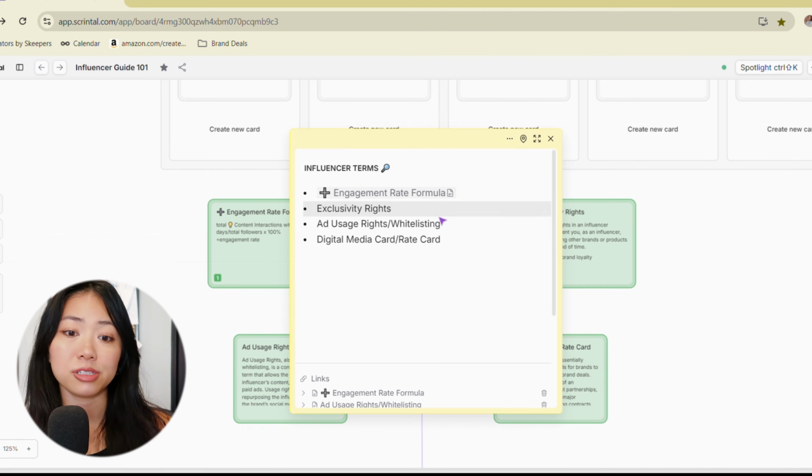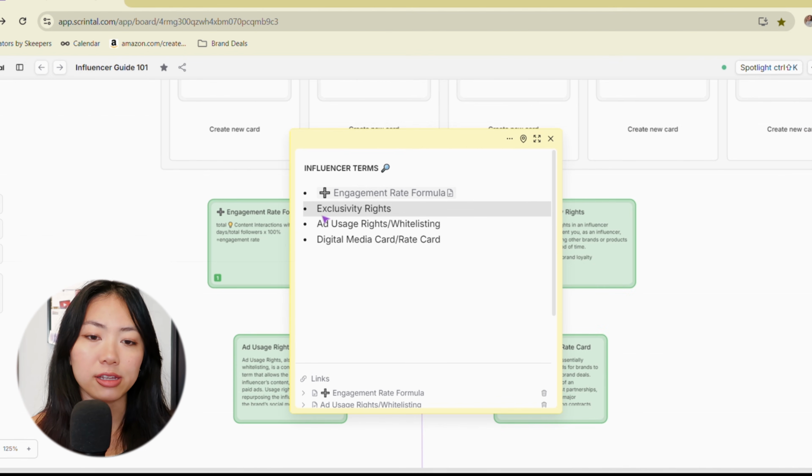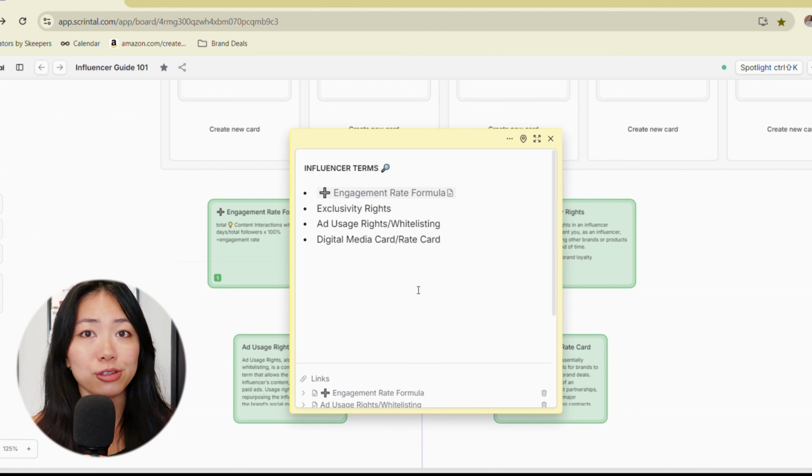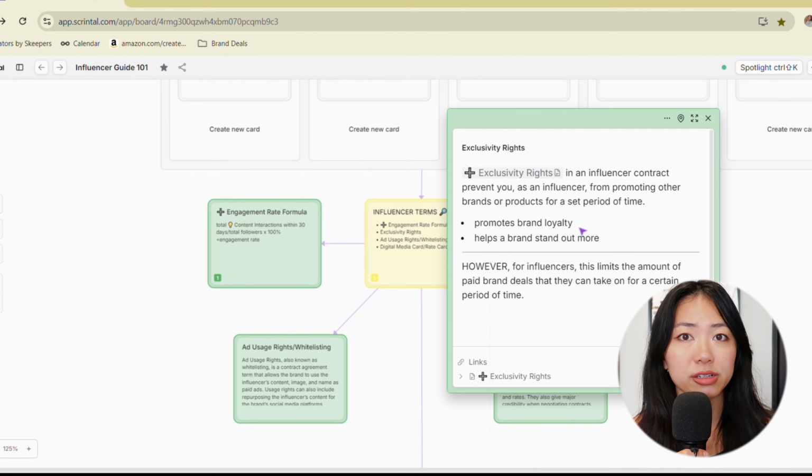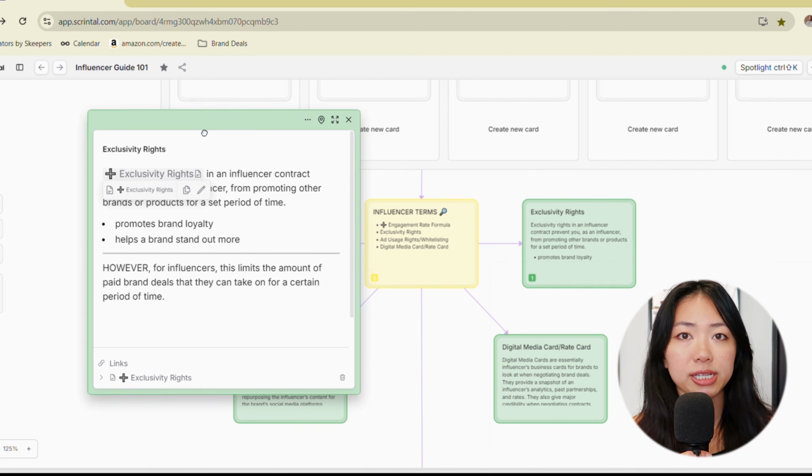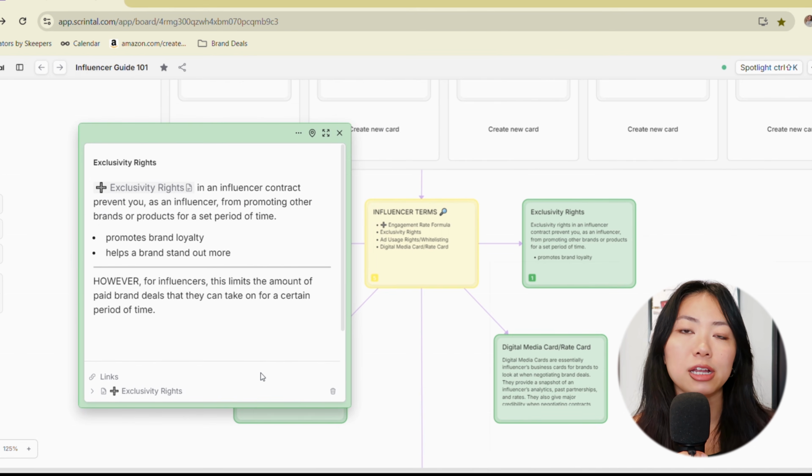Moving on to exclusivity rights. Exclusivity rights within an influencer contract prevent you as an influencer from promoting other like brands or products for a set period of time. For brands, this is more beneficial for them because it helps promote brand loyalty and also increases brand awareness for that set period of time.